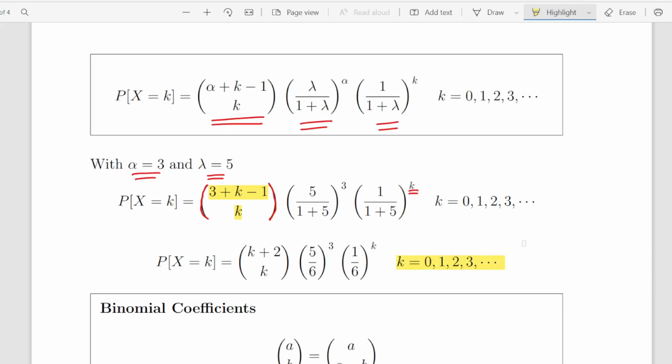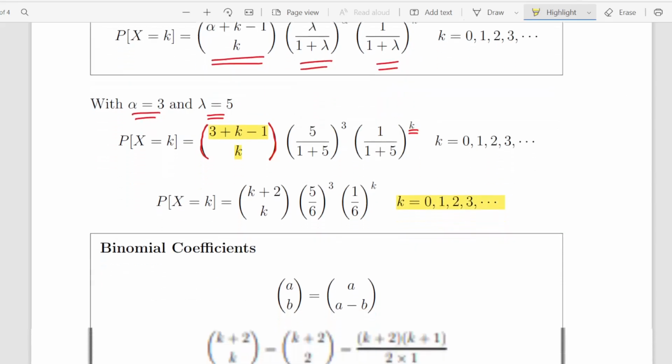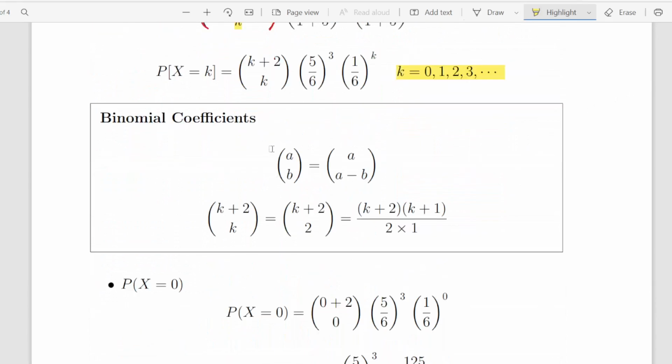All right. For k equals 0 to infinity, essentially. Okay. So just a quick remark about calculating binomial coefficients. It's worth your while to revise everything to do with binomial coefficients and how to calculate them. The binomial coefficient of a and b is equal to the binomial coefficient of a and a minus b. That should come to you fairly quickly.